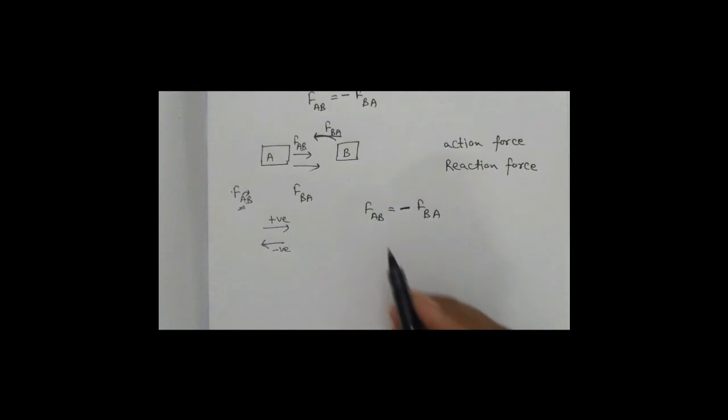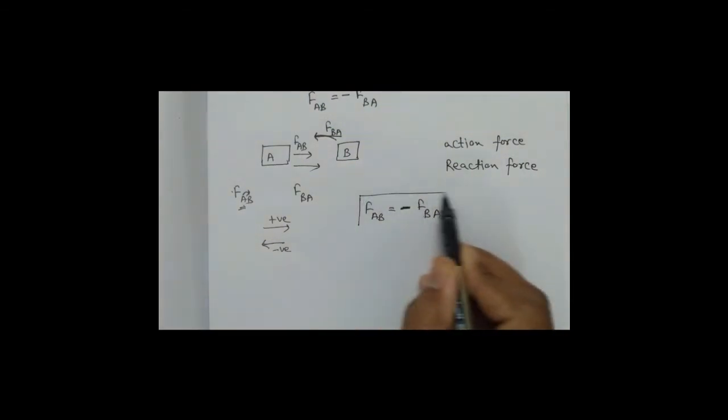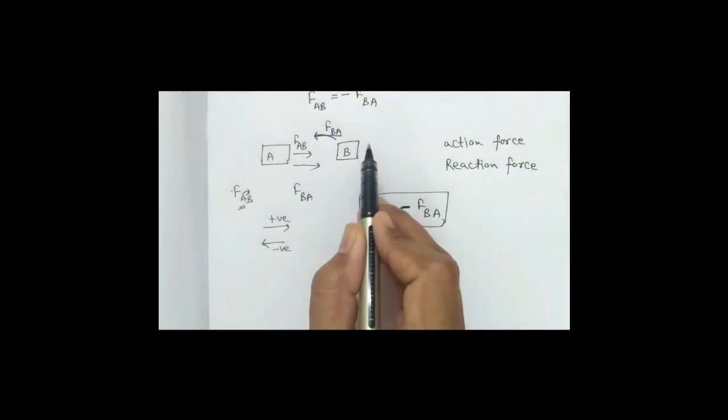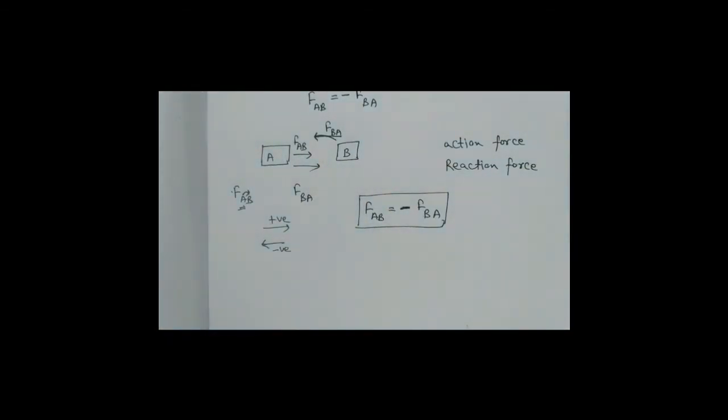Why? Because I know that force is a vector quantity. We know that both have equal magnitude but exactly opposite direction. So that's why I have taken the minus sign. This is the mathematical representation of the third law of motion. The third law of motion says to every action there is an equal and opposite reaction.